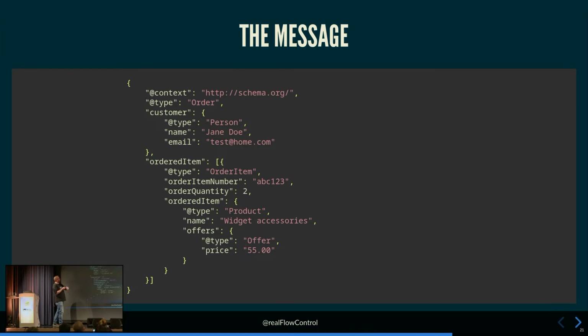And what we have is, in the order, our customer. Customer is of type person. It has a name and an email address. We have ordered items, an array of order items. They have an order item number, a quantity, and a name, and we have offers of type offer, which has a price. So we know all of these things in this JSON.